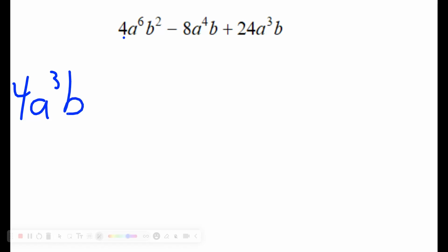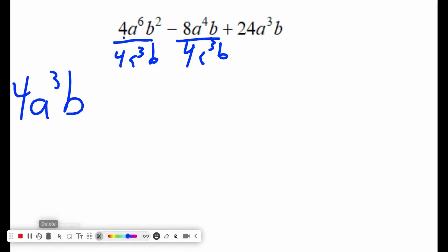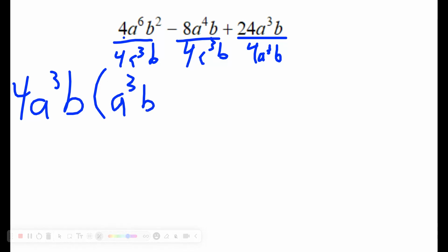Okay, so we're going to factor out 4a to the 3rd b from each of these terms to simplify the greatest common factor. 4 divided by 4 is 1. We can leave that blank. A to the 6th over a to the 3rd: 6 minus 3 is 3. And we've got 1 b left over.